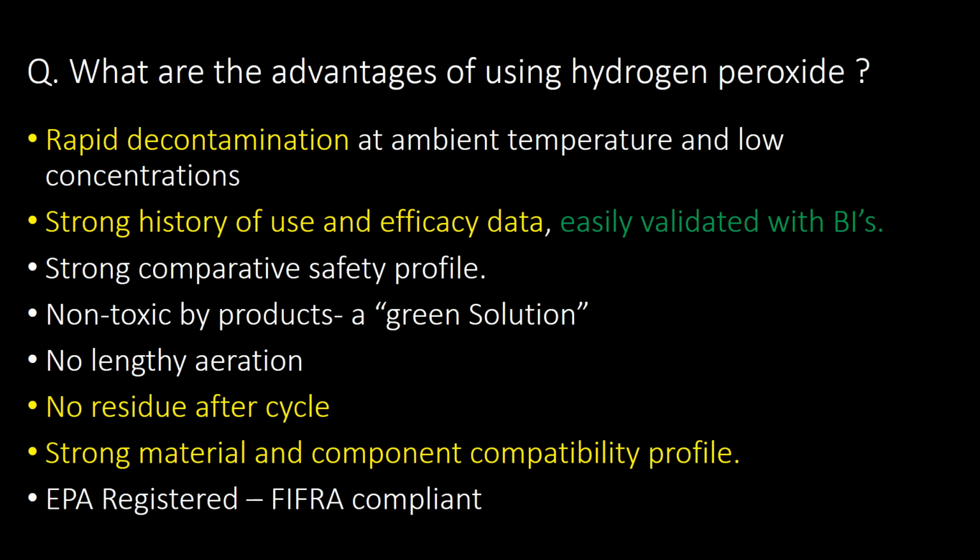What are the advantages of using hydrogen peroxide? Here are the few key advantages of using hydrogen peroxide. It includes rapid decontamination at ambient temperature and low concentrations, strong history of use and efficacy data, and this process can be easily validated with biological indicators. Additional benefits or advantages are no residues after the decontamination cycle, strong material and component compatibility profile.